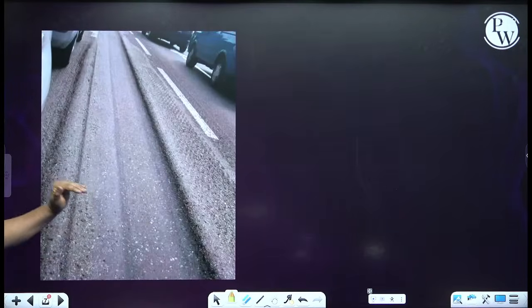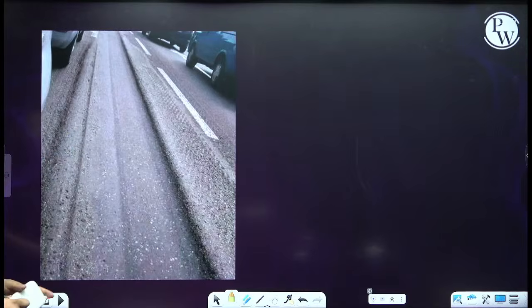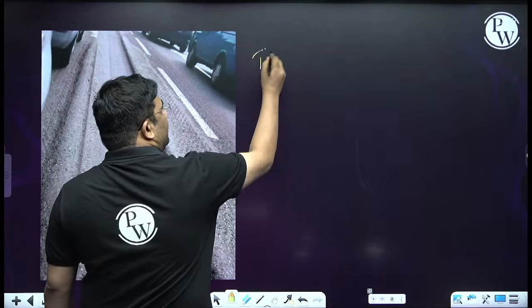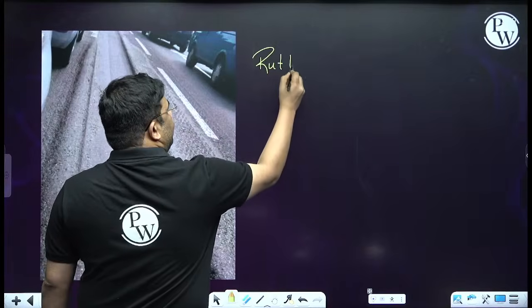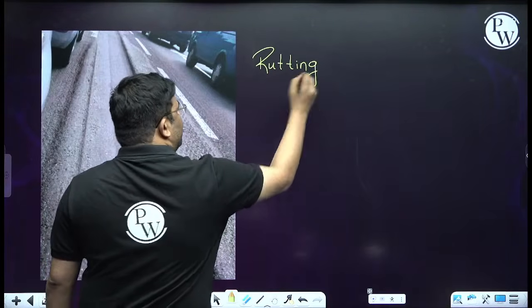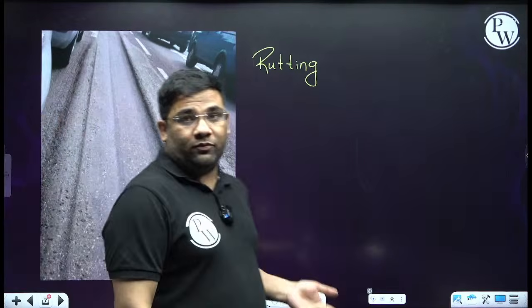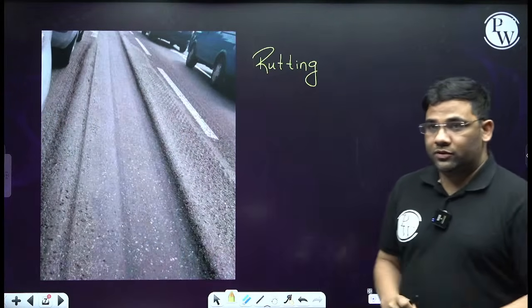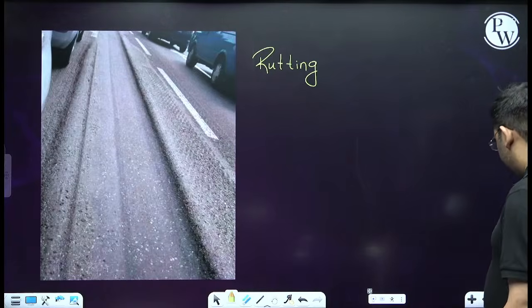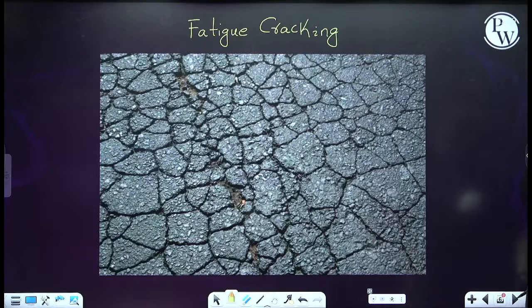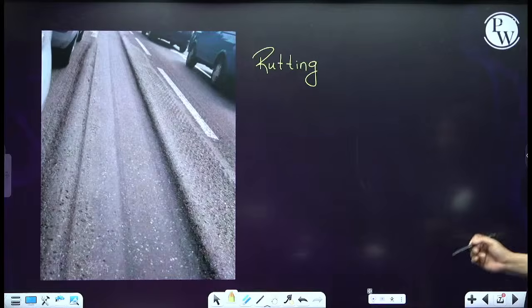The next failure is your rutting failure. You can see there are some depressions happening on the surface. So, this is rutting. Now, we will see the strains responsible for these two types of failure. We saw two types of failure. The first one is the fatigue cracking, and the second we saw is the rutting.